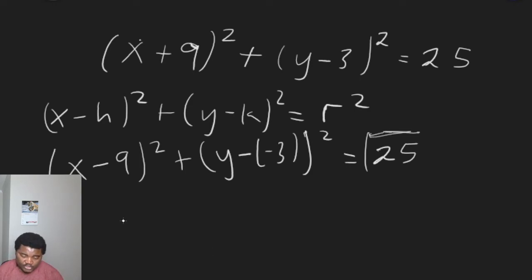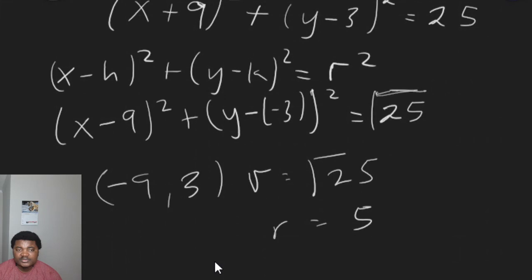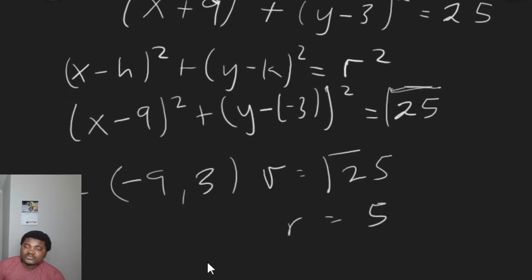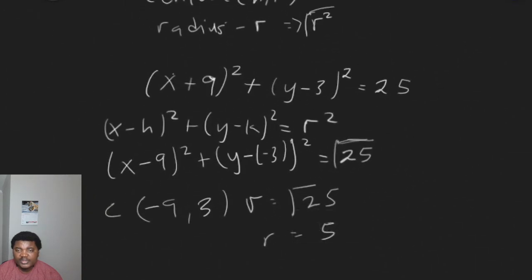So here your h is going to give you negative 9, your k is going to give you 3, so this will be your center, and then your r is going to give you root of 25, which is r will be equal to 5. So in this question, your center is negative 9, 3, and then your radius is 5.